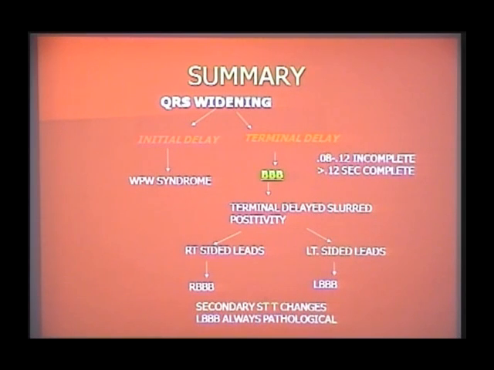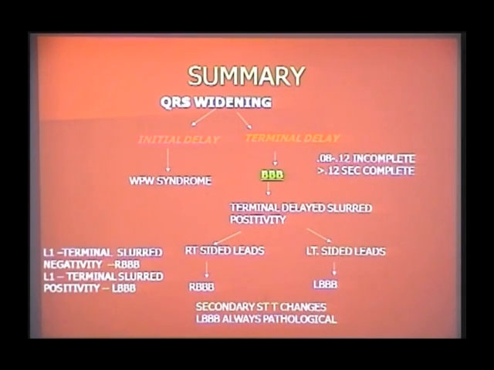Of course, looking at the QRS width, more than 0.08 but less than 0.12, it can be an incomplete bundle branch block. More than 0.12, it can be a complete bundle branch block. Looking at L1 itself, it is easy to diagnose a bundle branch block. If L1 shows terminal delayed slurred negativity, it is right bundle branch block. If L1 shows terminal delayed slurred positivity, it is left bundle branch block. So looking at L1 itself, you can diagnose a bundle branch block.